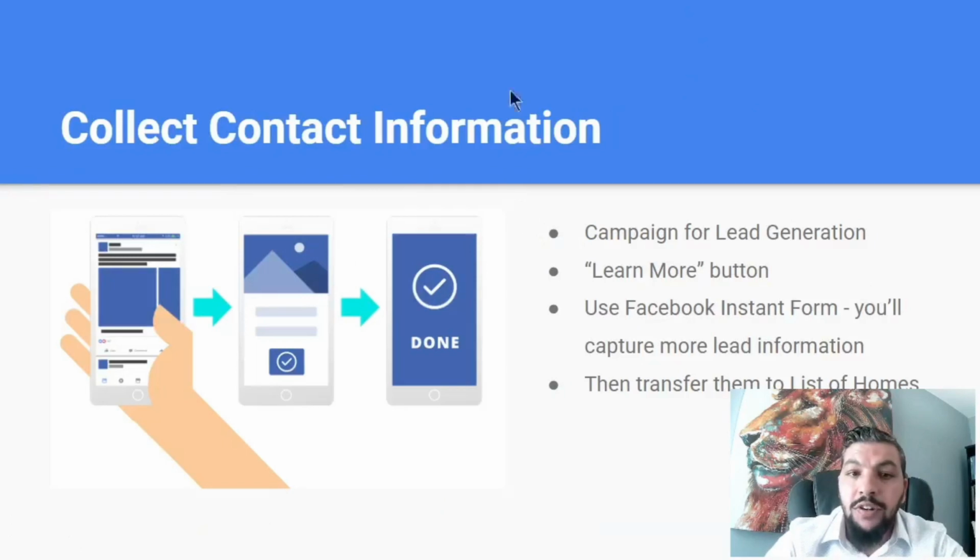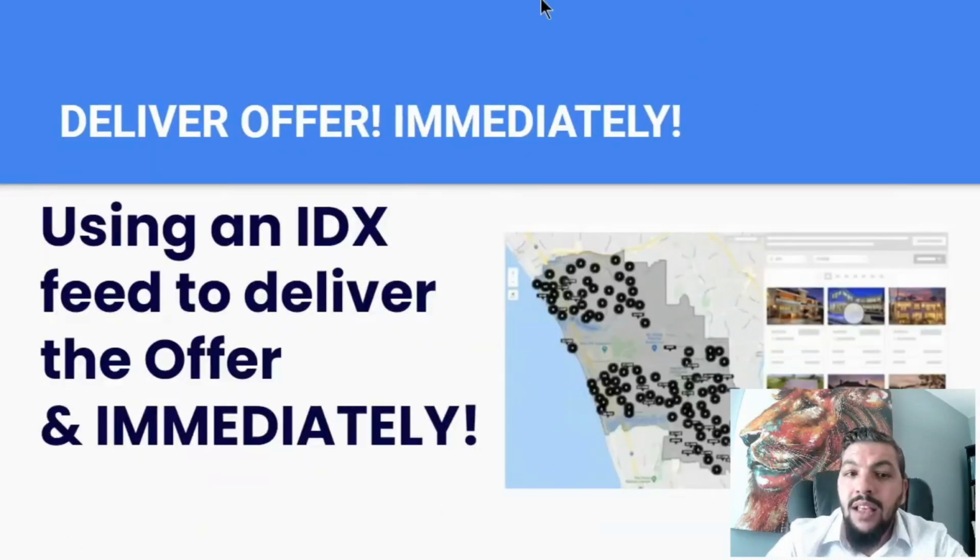Then you want to transfer them to a list of homes. This is key. You want to deliver the offer, whatever it is that you're offering to them. So a list of homes, right? You want to deliver that offer immediately. And how do you do that? You might be out on appointments, right? You might be on calls. You're not necessarily sitting at your computer doing MLS searches all day, right? So what we want to do is use an IDX feed to deliver that offer immediately, okay?